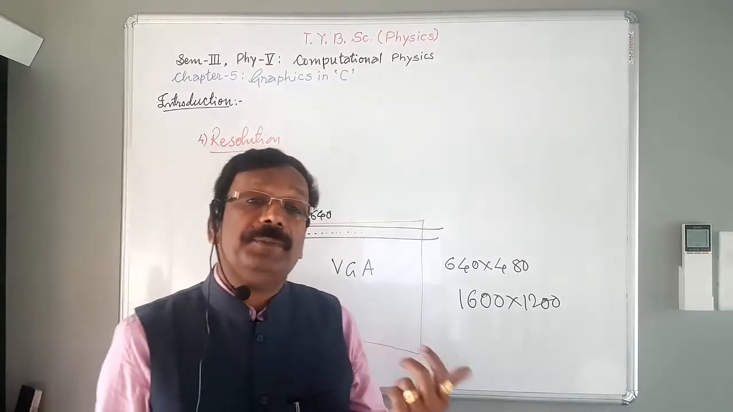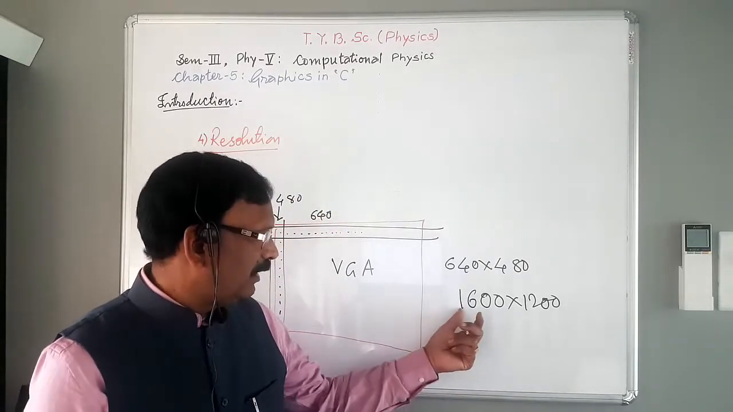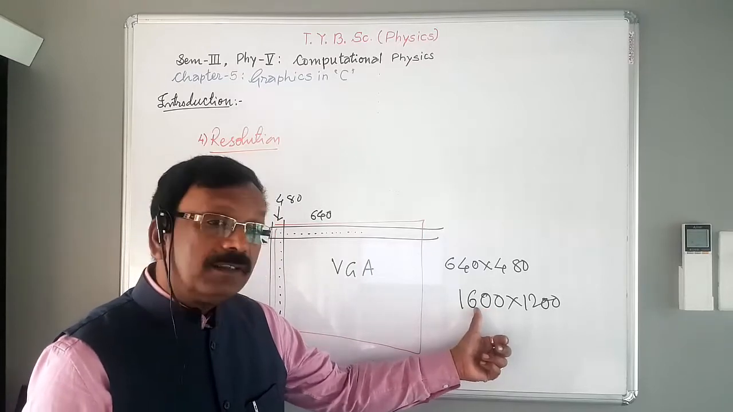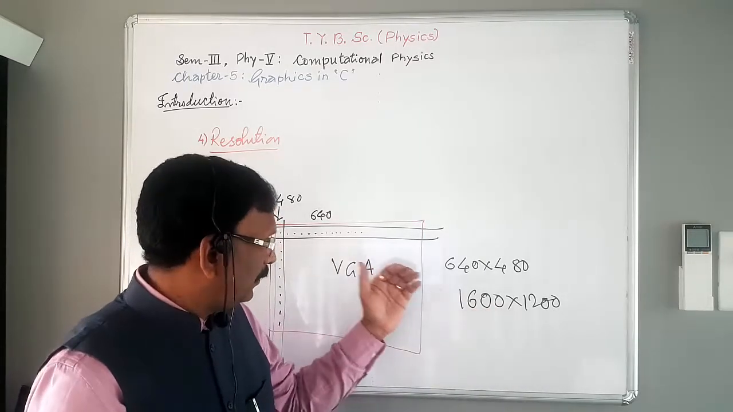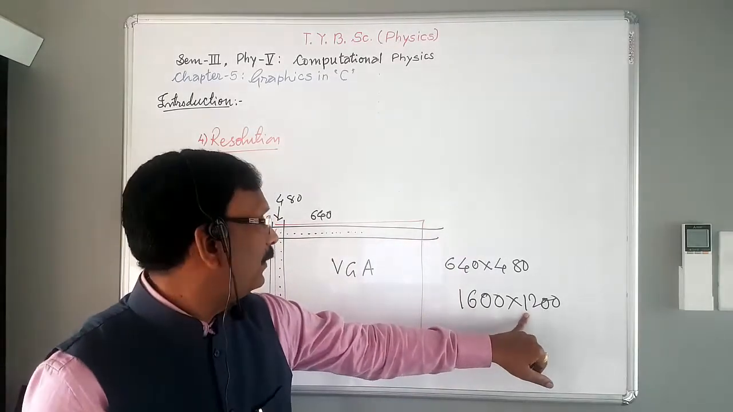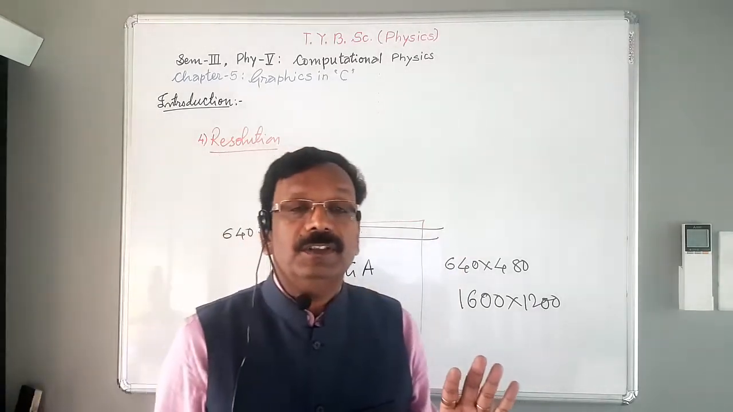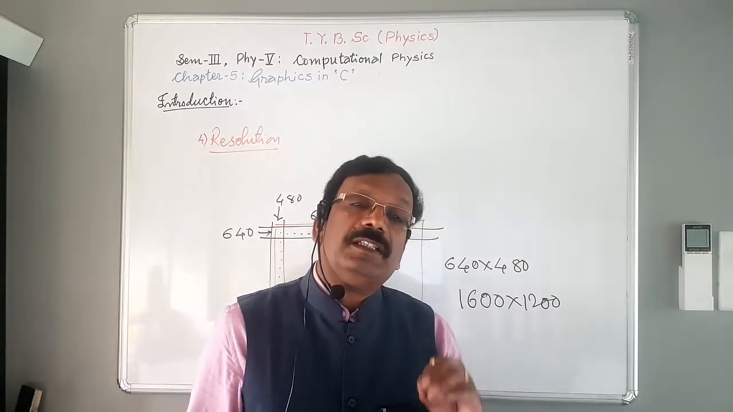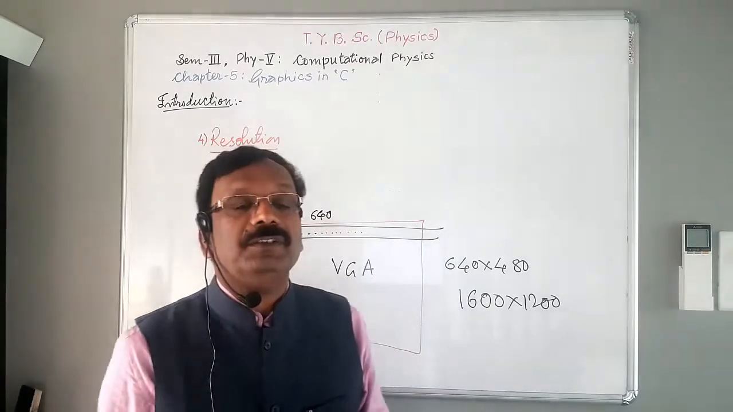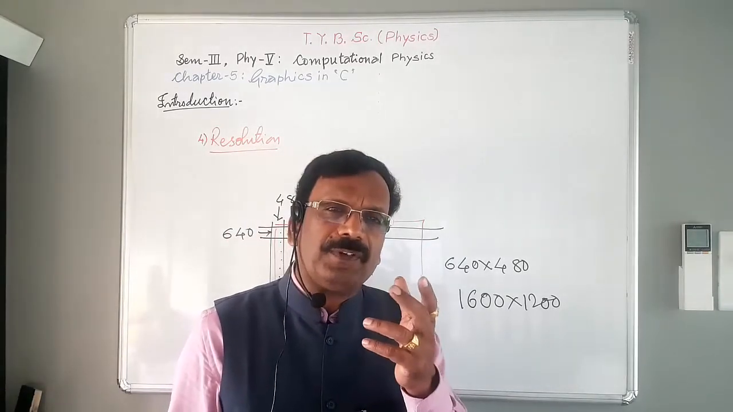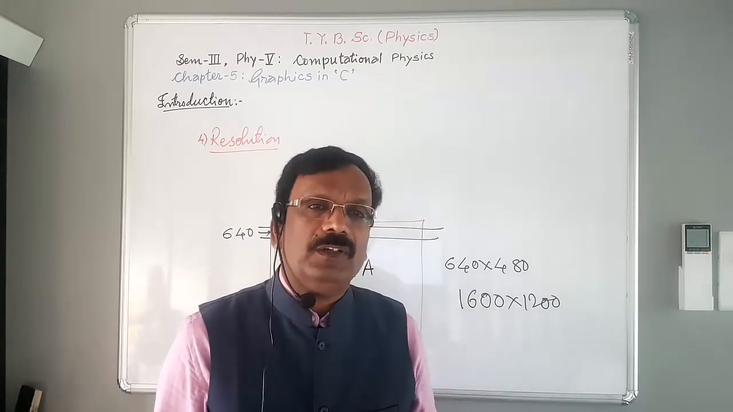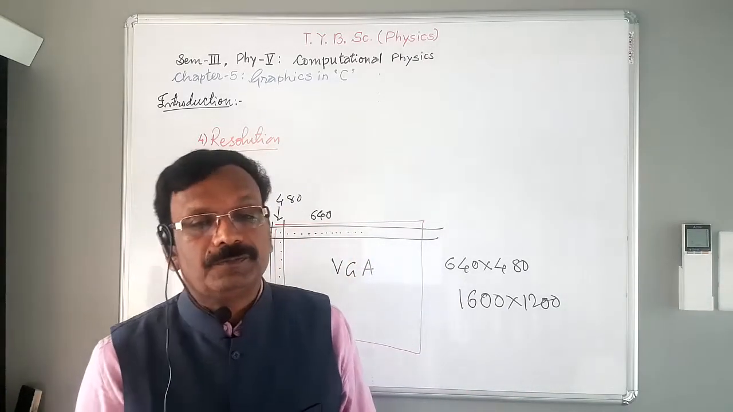Okay, high definition resolutions. There are 1600 pixels in a row, and 1200 pixels in a column. So this is a very high resolution, and in this resolution we get a very sharp, clear image of the object or the picture.